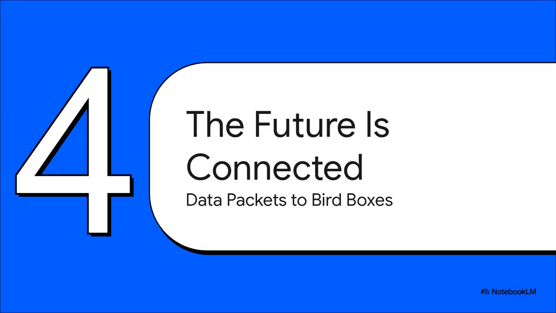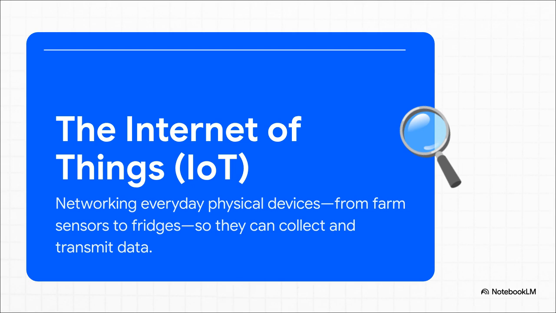So now that we get how it all works, what does this incredible foundation make possible for the future? Let's look ahead for a minute. The next big step is something you've probably heard of, the Internet of Things, or IoT. And the idea is pretty simple. What if we connect everything to the internet? Not just our computers and phones, but all the everyday objects around us. Refrigerators, farm equipment, streetlights, you name it. The goal is to let them all collect and share data, making our world smarter and more responsive.